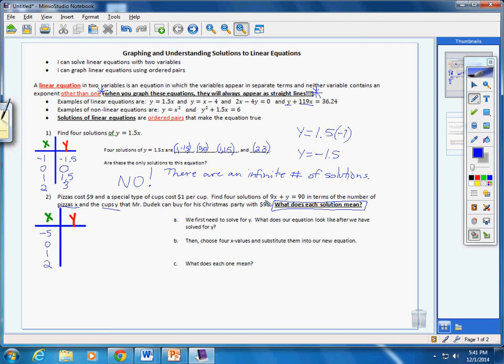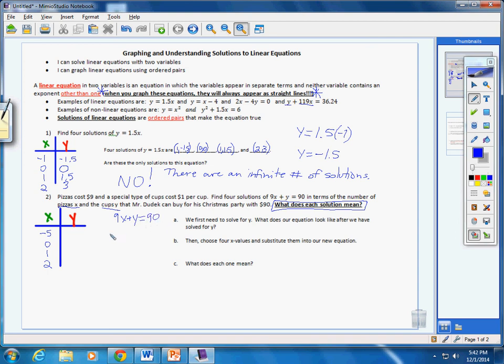Well, let's make this easier on ourselves. In the first example, it was very easy because we already had y by itself. So that meant whenever we plugged in a number for x and we simplified, we already had y equals whatever our answer was. So let's make this easier on ourselves and let's solve this equation for y. Let's get y by itself. So I'm going to show some work. I'll do it right here. So 9x plus y equals 90.